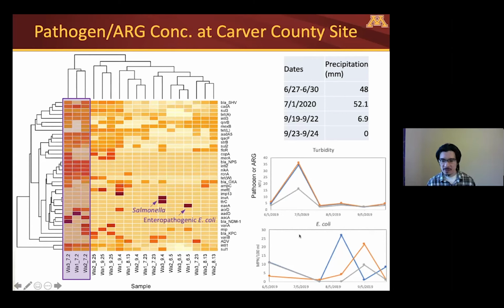However, we didn't see any increase of E. coli on July 2nd. Their concentration is relatively small throughout the sampling season. There is some increase, but this increase is not so big. It is still below 30 MPN per 100 milliliters, which is relatively low.